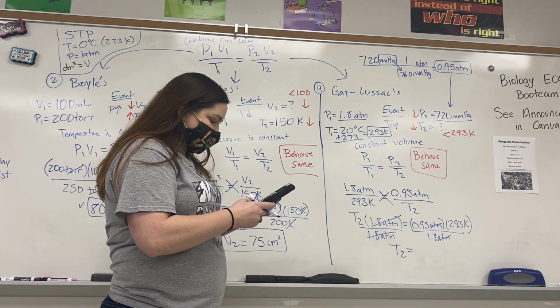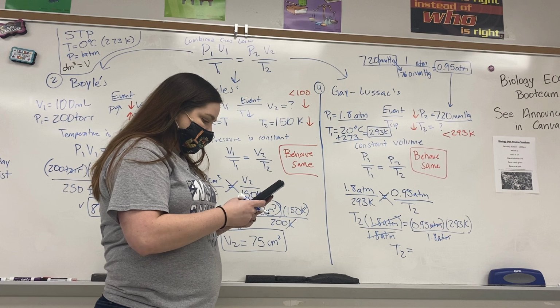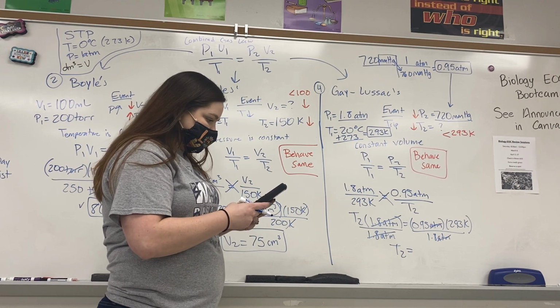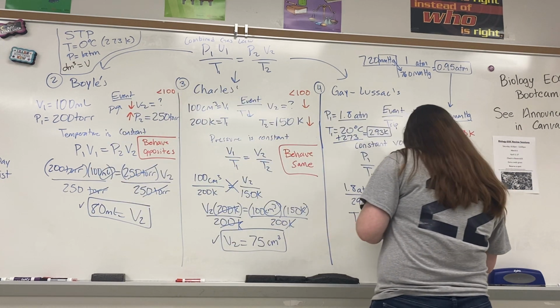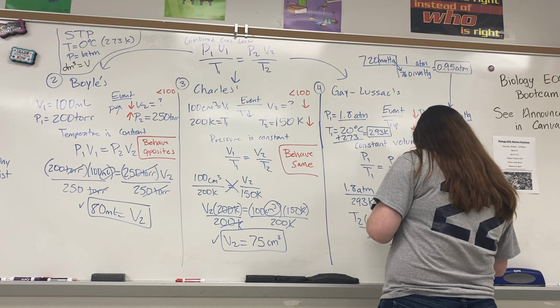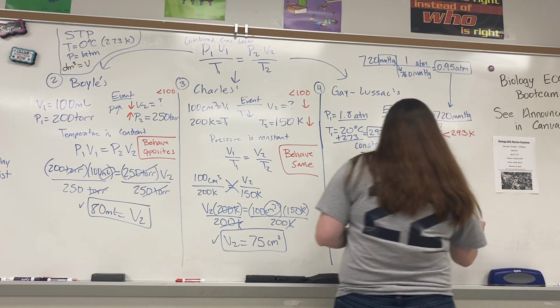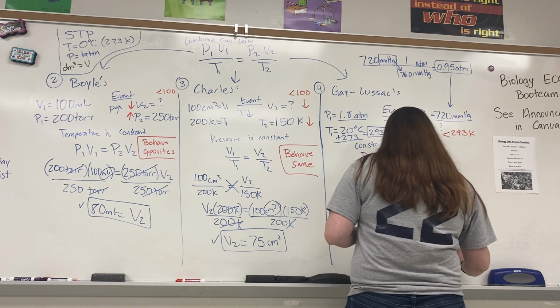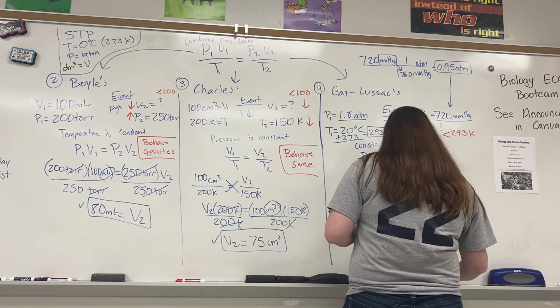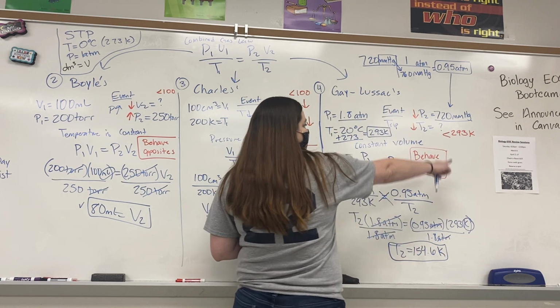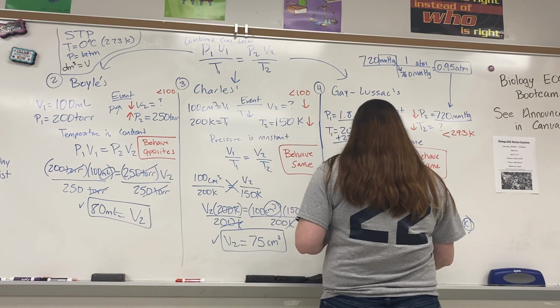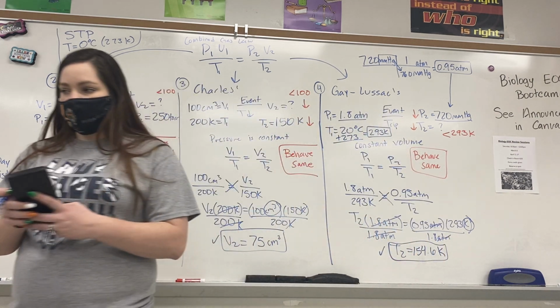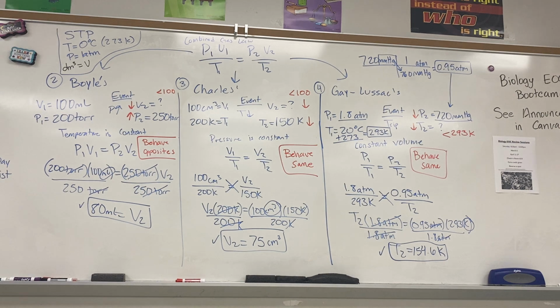So 0.95 times 293 divided by 1.8 is 154.6, and then whatever unit is left over, which is my Kelvin, is going to be the unit that I'm dealing with. So 154.6 is less than 293, so I know that my answer makes sense. So I'm pretty confident that it is the correct answer.